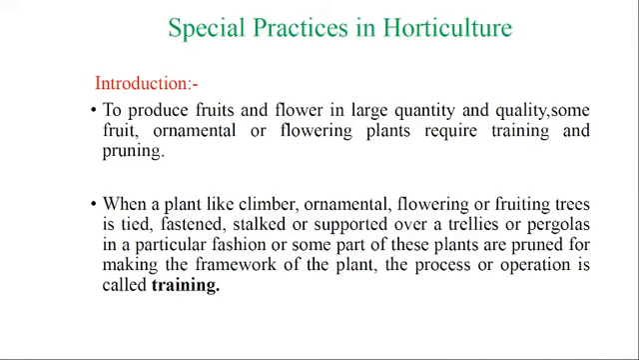What is this training? When a plant like a climber, an ornamental plant, a flowering plant, or fruiting trees is tied, fastened, staked or supported over a trellis or pergola in a particular fashion, or some parts of these plants are pruned for making the framework of the plant, the process or operation is called simply training, that is one of the special practices in horticulture, training.